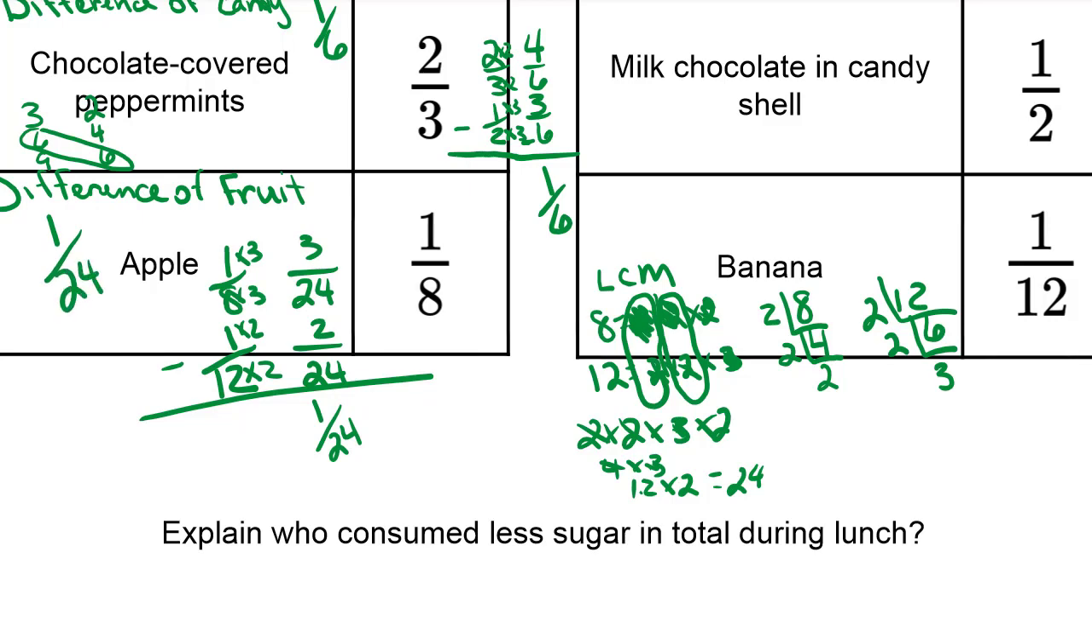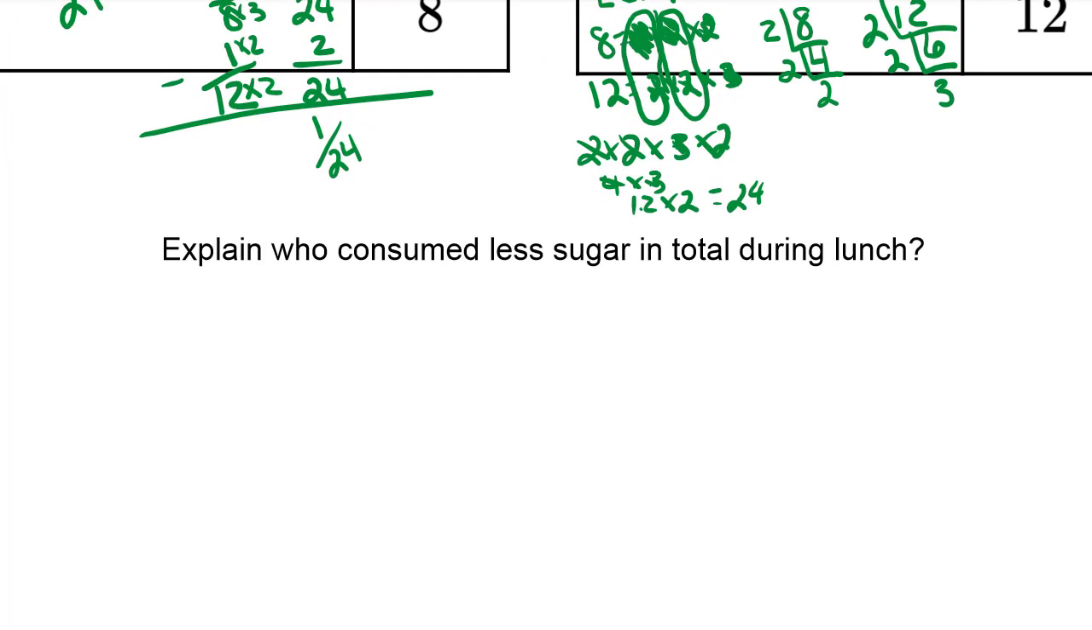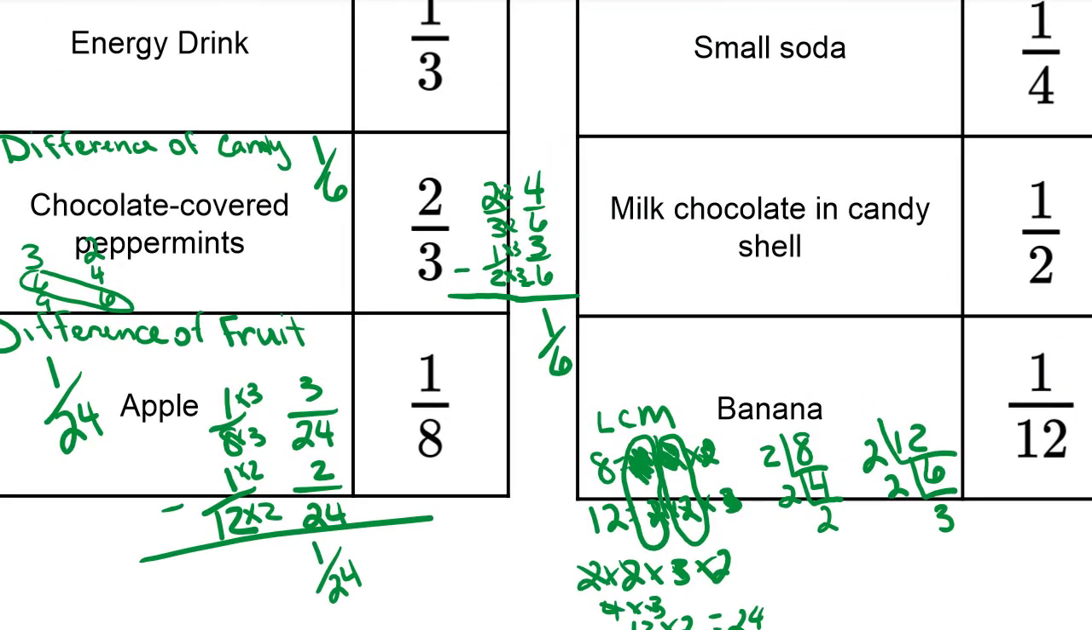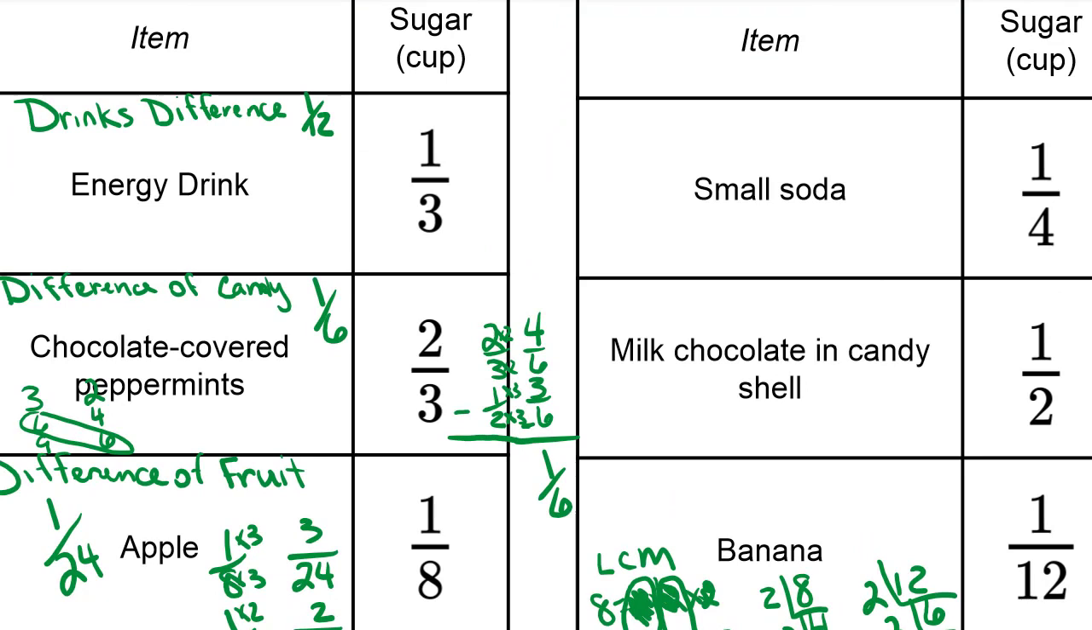And that leads us to this question at the bottom. I know we'll have to go back and look at the results, but we need to read this question. It says, explain who consumed less sugar in total during lunch. Mr. Schmidt. Well, it's easy to know the answer to this because every problem was a subtraction problem, and we always started with a larger fraction subtracting a smaller fraction, whether it looked that way at the beginning or not. So I already know who consumed the most or the least.